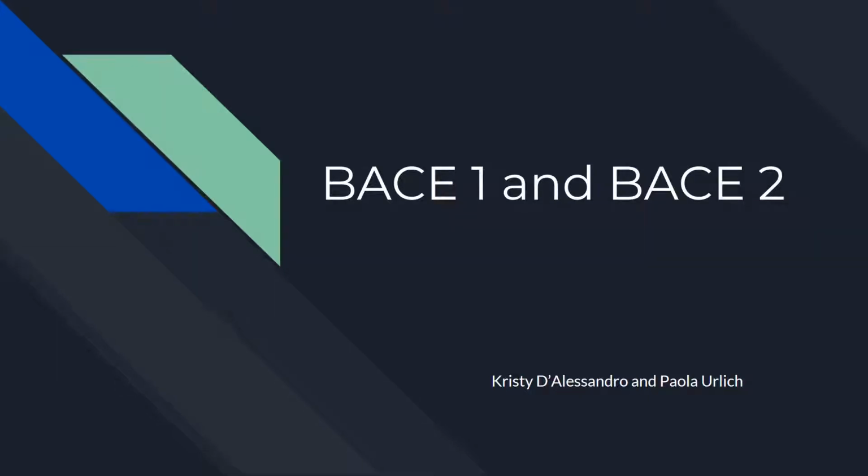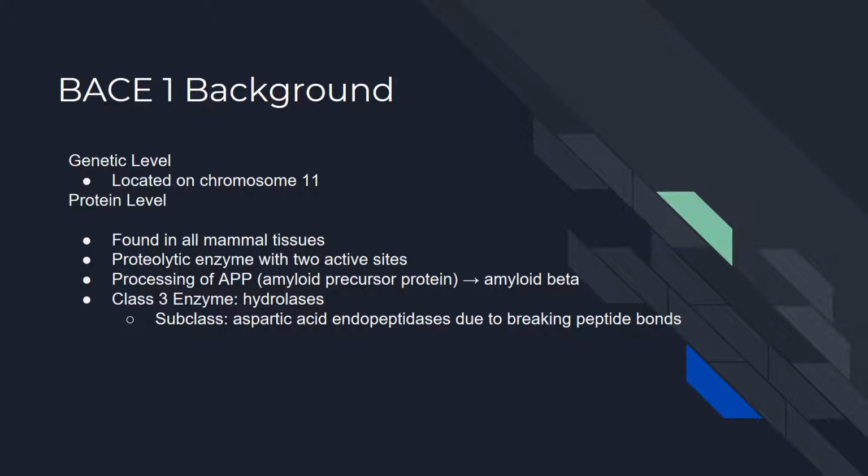To start off, we will talk about the background information of BACE1. BACE1 is a transmembrane protein that functions as a dimer. It is mainly found in the brain and pancreas, but it is most active in the brain. The general function of BACE1 is to form myelin sheaths for peripheral nerve cells. It is located on chromosome 11, and it is involved in the processing of amyloid precursor protein, better known as APP, to form amyloid beta.